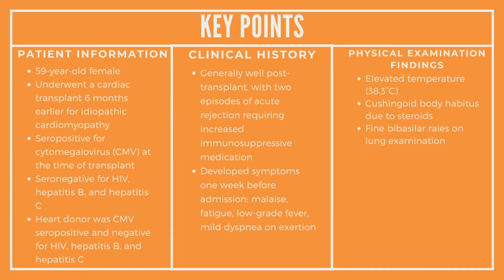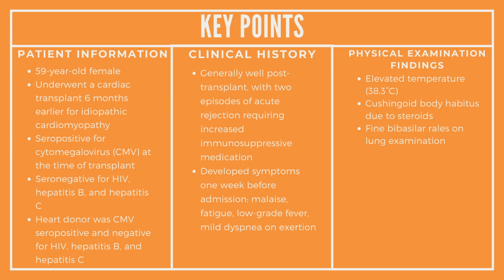The patient information: she is a 59-year-old female. She underwent a cardiac transplant 6 months earlier for idiopathic cardiomyopathy. She is seropositive for cytomegalovirus at the time of transplant and seronegative for HIV, hepatitis B, and hepatitis C. The heart donor was CMV seropositive and negative for HIV, hepatitis B, and hepatitis C.